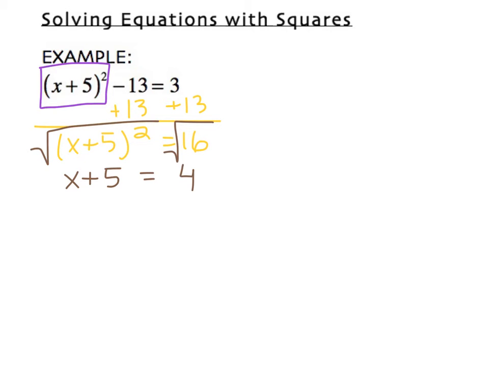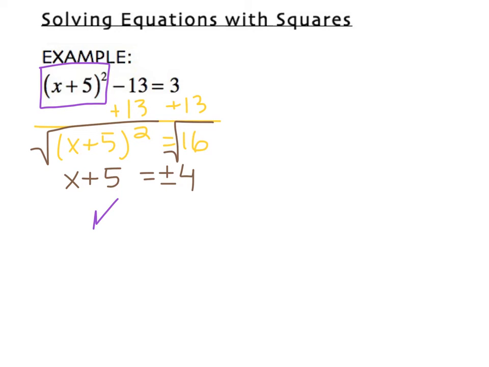So we actually have to explore both possibilities. I'm going to show that here in my steps by putting a plus or minus in front of the 4. So what we have here is a statement saying that x plus 5 could be equal to 4 or it could be equal to negative 4. And really, any time within a solving process, if you introduce a square root, you're also going to have to introduce that plus or minus symbol to account for all possibilities.